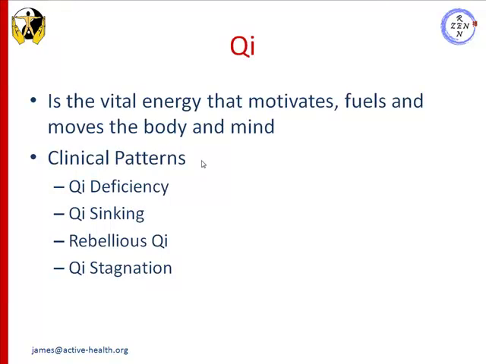When we look at the vital energy that motivates, fuels and moves the body and mind, we look at the clinical patterns of disharmony associated with Qi. And we essentially have 4 patterns of disharmony associated with Qi. 2 of them are definite deficiencies, and 1 of them can be combined with a deficiency and an excess, and certainly Qi stagnation would be considered an excess, as we discussed in class.